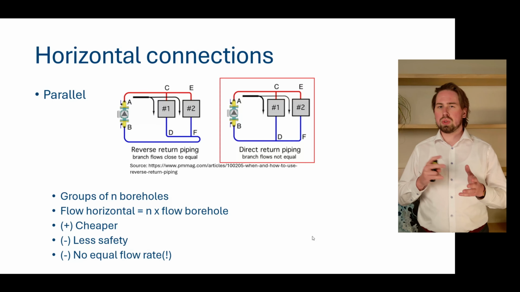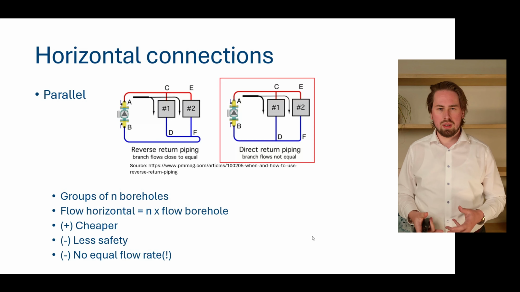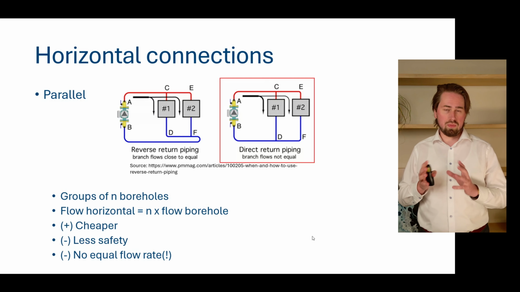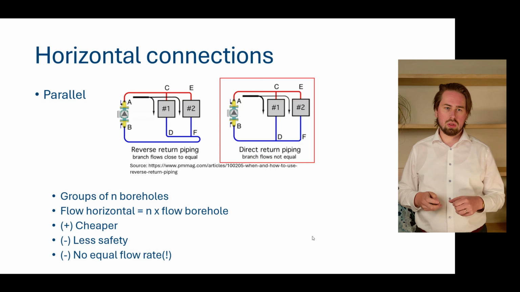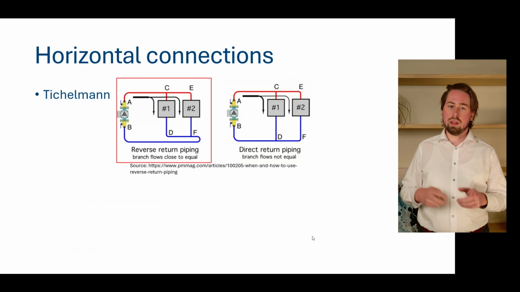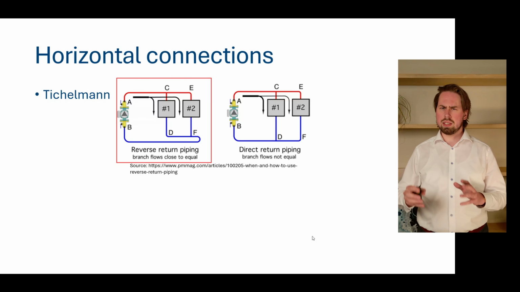So the boreholes do not have equal flow, and as we will see in a second, this is actually what we want. So that's also why you do not have the option to work with parallel probes or parallel hydraulic in GHEtool. But what you can actually do is go to the left option and go for a Tickelman connection. This is also called a reverse return connection, reverse return piping. And the idea is the same.